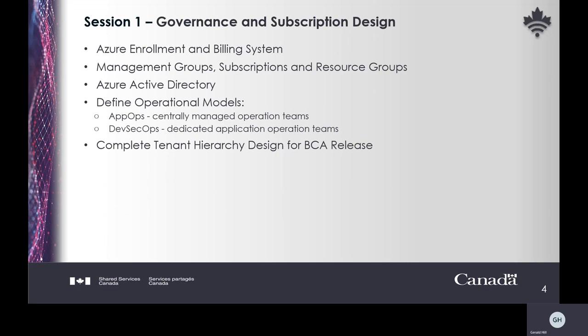Explain what that is. We talk about the hierarchy: the management group, subscription and resources, Azure Active Directory, how they link together, and define operational models. So we talk about AppOps, which is more your traditional horizontal support, where there are multiple service lines that would manage a particular delivery of an application. And then the DevSecOps methodology, where all that is built within one team, and it's usually that application operation team that would manage that. Together, this would help complete the tenant hierarchy design for the BCA, and then prepare for our next session.